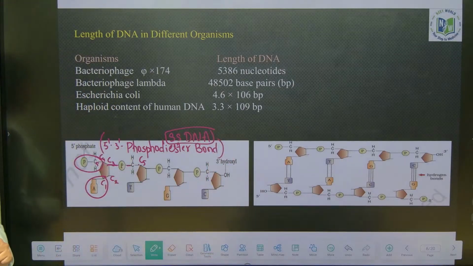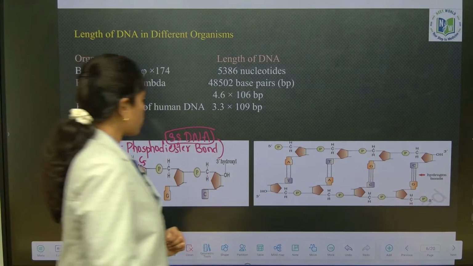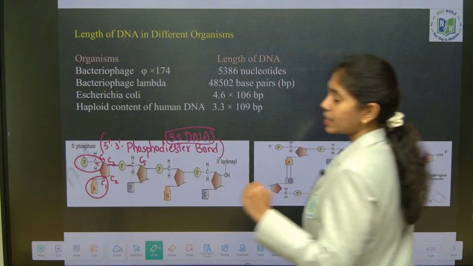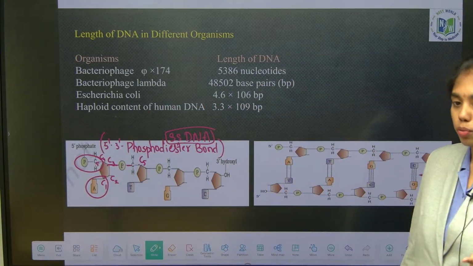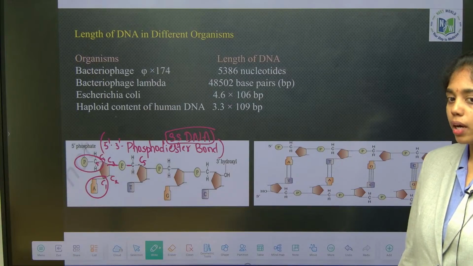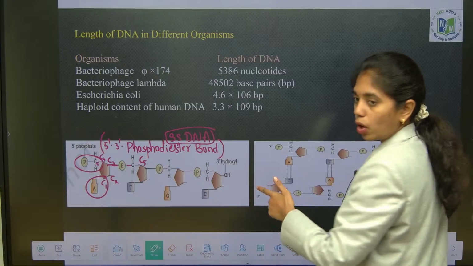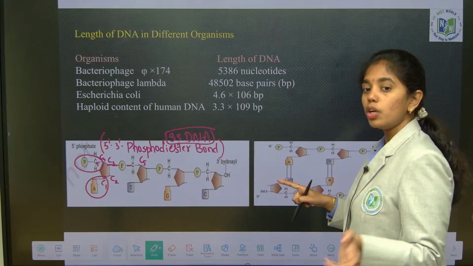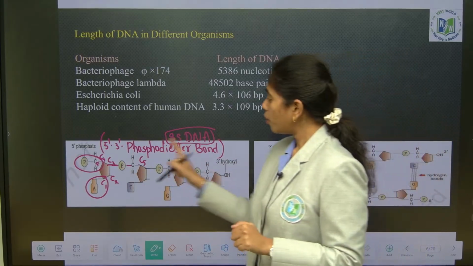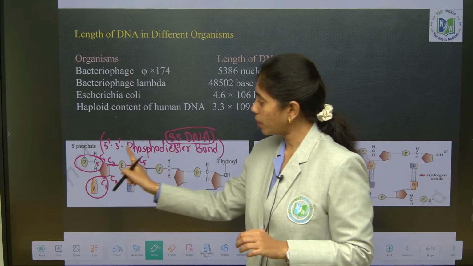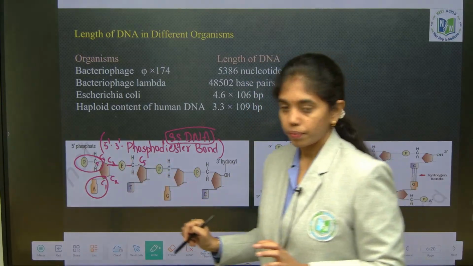Phosphodiester bond. Is that clear? So to form a single nucleotide, you need only 2 bonds: glycosidic bond and phosphoester bond. To form a single stranded DNA or a polynucleotide chain, you need one more bond, that is what? Phosphodiester bond, that is in between 5 prime to 3 prime.